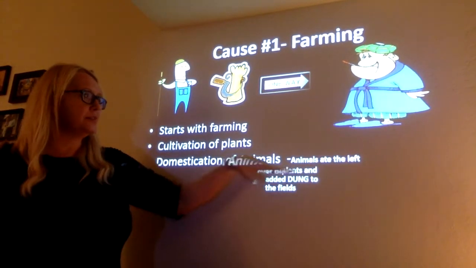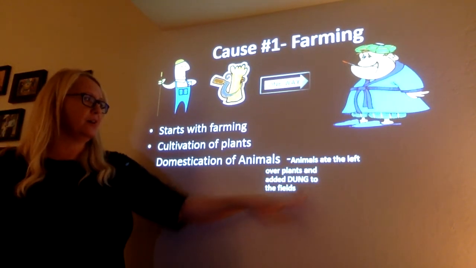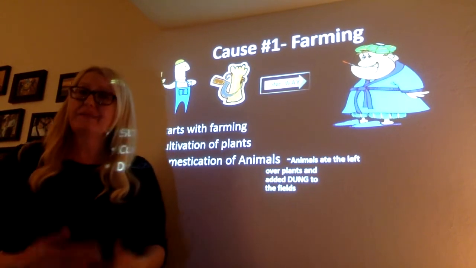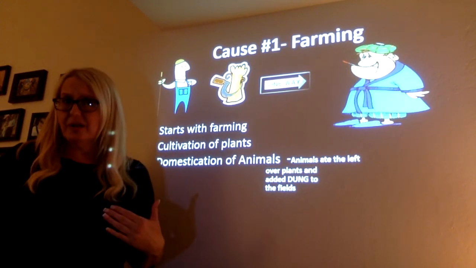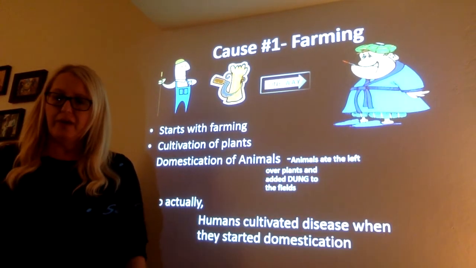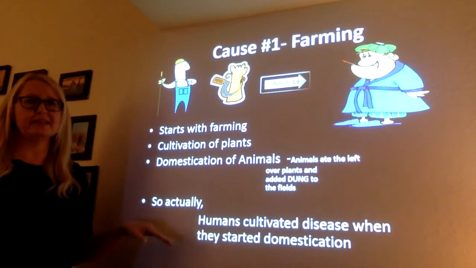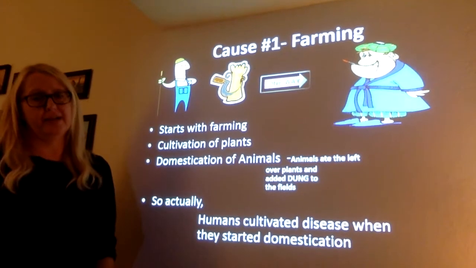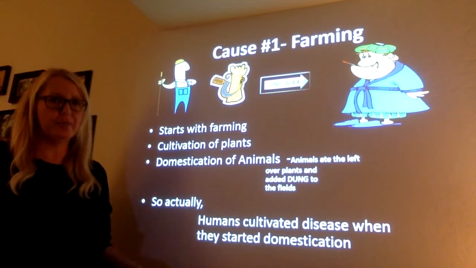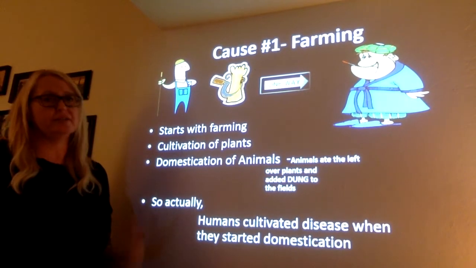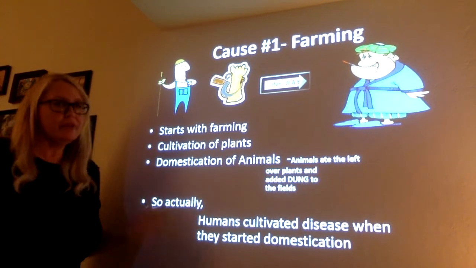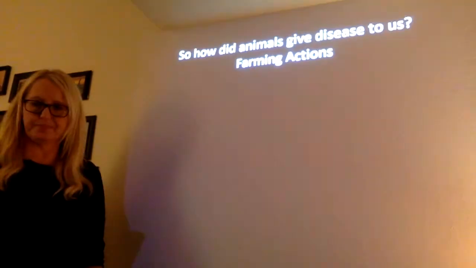And now as they're walking over those plants, they're adding their dung, or their poo, to the fields. But what happens is that now that's getting mixed in with what the animals are in contact with and also what we come in contact with. So actually, we cultivated disease when we started domestication of plants and animals. Domestication meaning that we're growing them ourselves, we're keeping them close by, we're changing their behavior patterns as far as animals, we're breeding them for our use, right? So we really are cultivating disease at the same time.